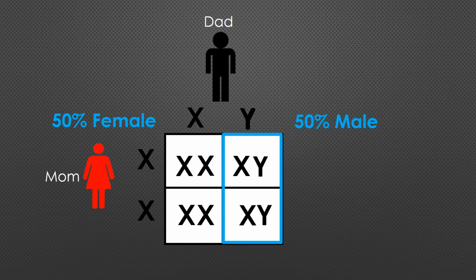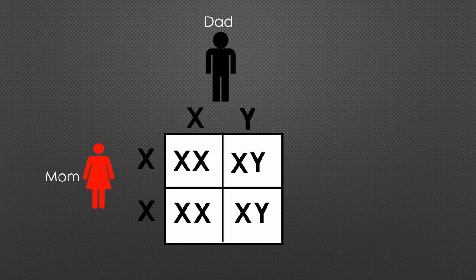So now we're going to talk about what happens when the mother has a recessive trait on one of her X chromosomes. For this mother, she actually has a normal X chromosome that is dominant over the recessive trait, so she is not going to express that trait. But there is a possibility that she might pass it on to her offspring.